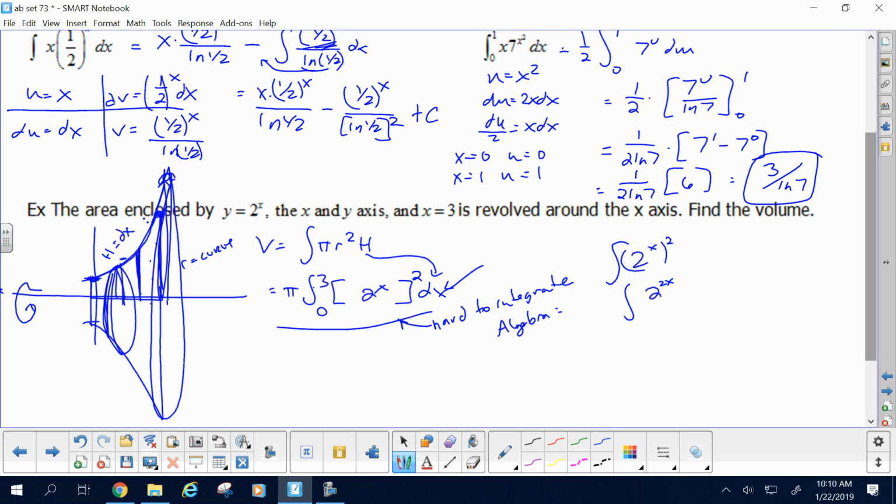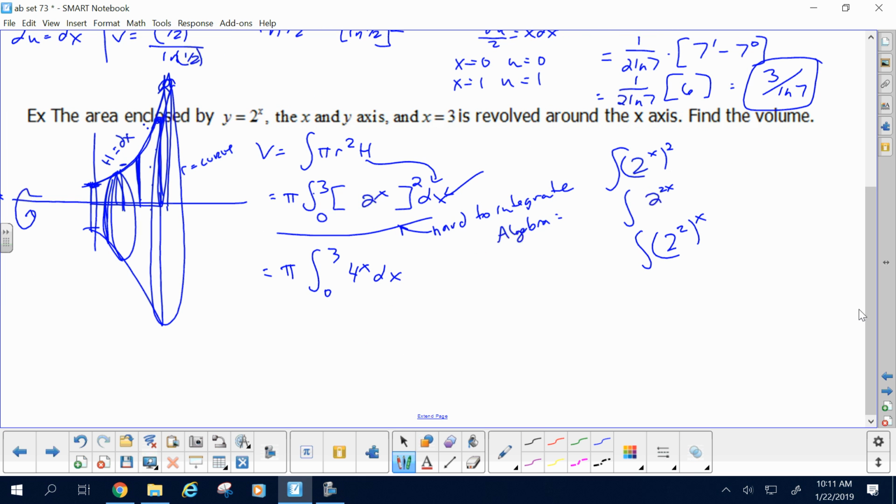Different. Do this, which is multiplying them but in the opposite order, or doing the exponents in the opposite order. And what's that equal to? 4 to the x. This is much easier if you rewrite this as 4 to the x. 2 to the x, squared, is the same as 4 to the x. All right. That then is easier to integrate.